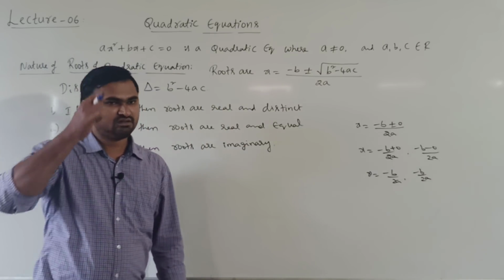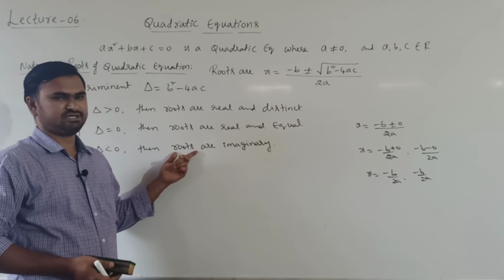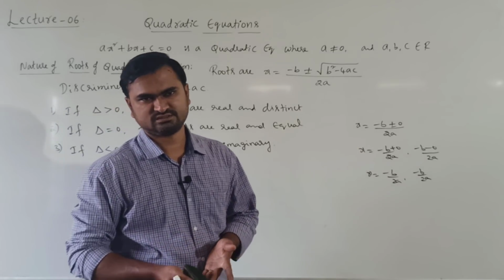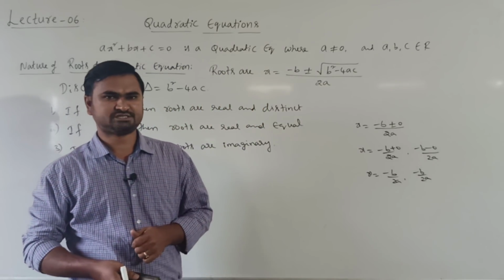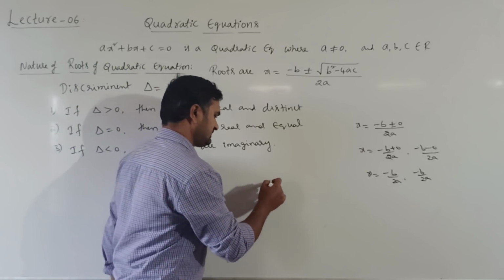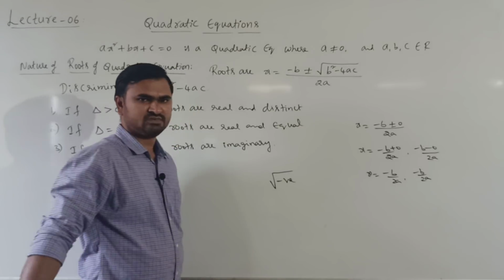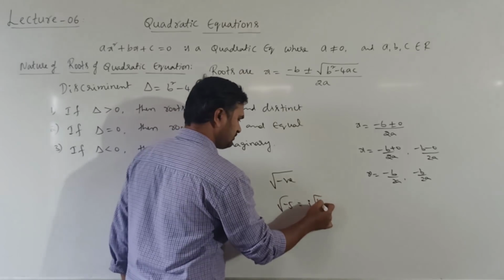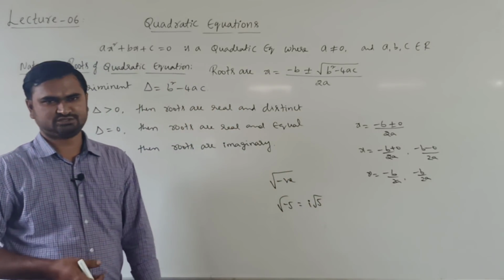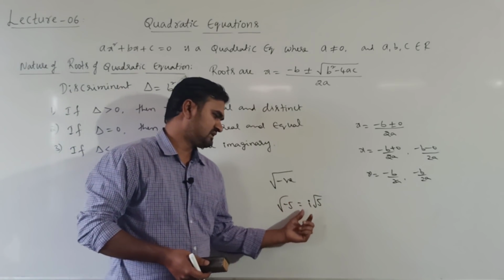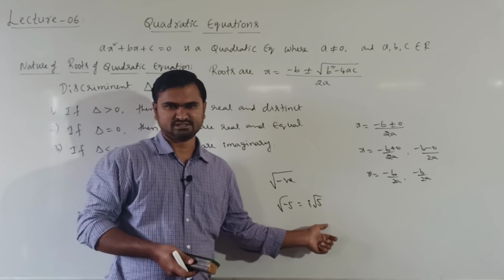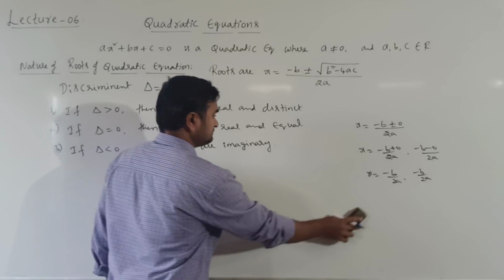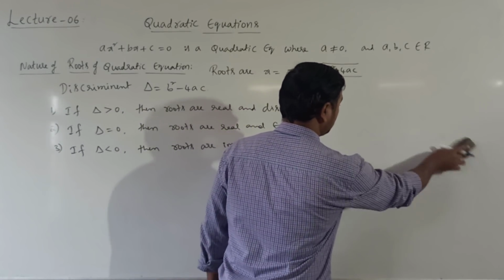In the lower classes we state that when delta is negative, roots are imaginary, and we leave it there. We are not writing what the roots are. But here, after we study complex numbers, we know how to write the square root of negative values. They are nothing but imaginary numbers, like square root of minus 5 we write as i root 5. So here we can mention what the roots are, even if they are imaginary. This is what we are going to study here. So this is the nature of roots of a quadratic equation.